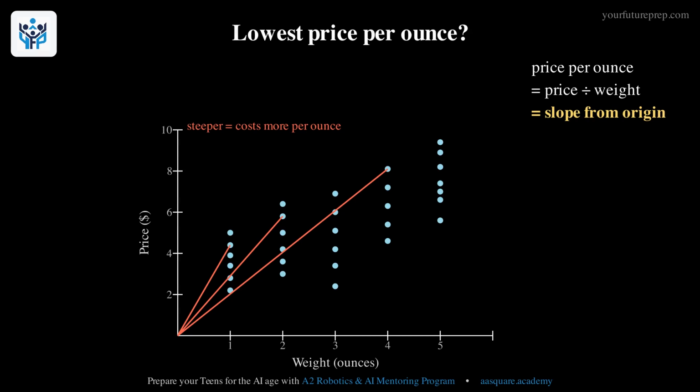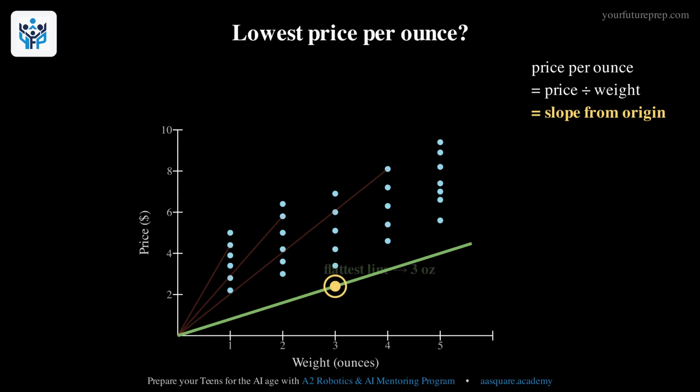Let's draw lines to some of the options and compare how steep they are. The point far to the right that stays low will give the smallest slope. The flattest line reaches the low point at a weight of 3 ounces. Its price is small compared to its weight, so it has the lowest price per ounce.